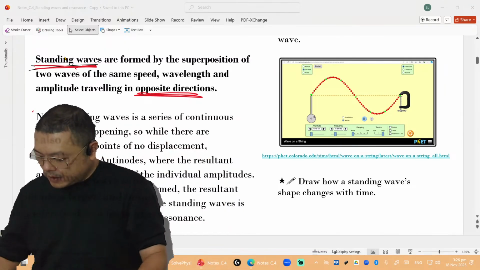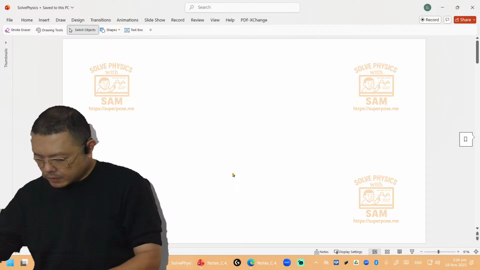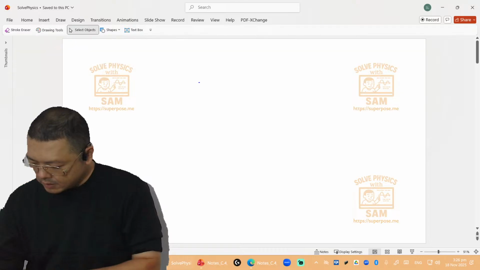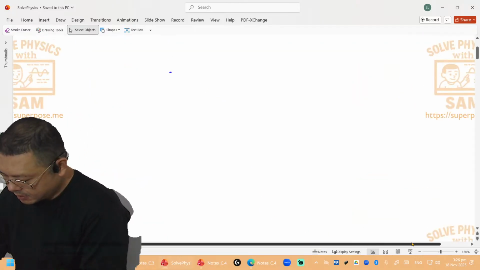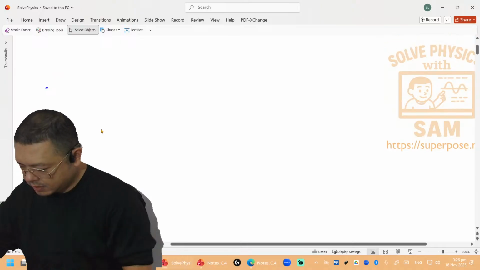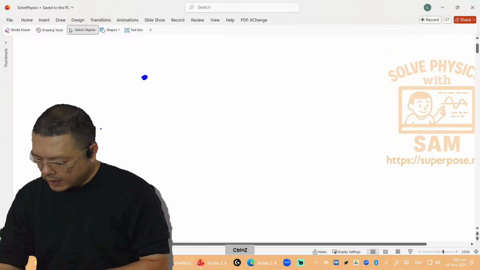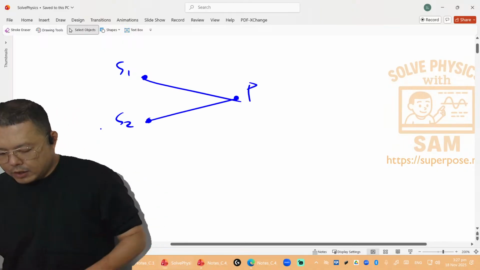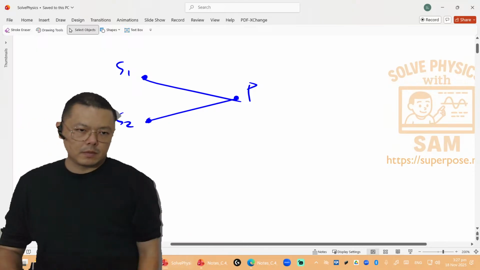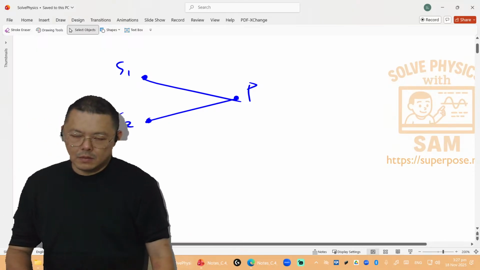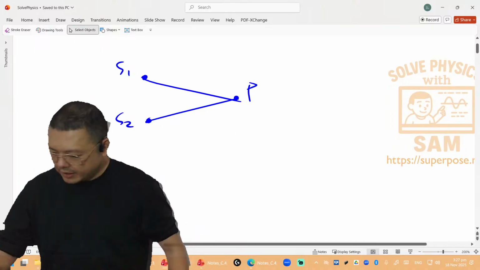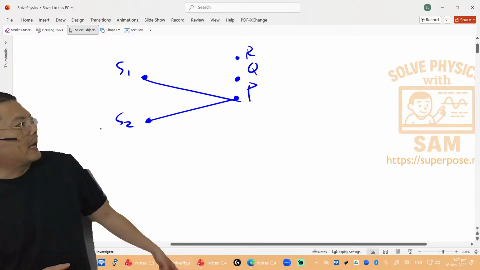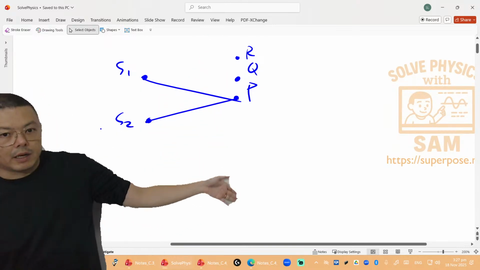So I'm gonna ask you this. If you have one source here and another source here, and then I put a point P here, what kind of interference can you get at P? It's going to be constructive or destructive, right? Along here, Q and then R, for example, you will get a series of maxima and minima along the line.